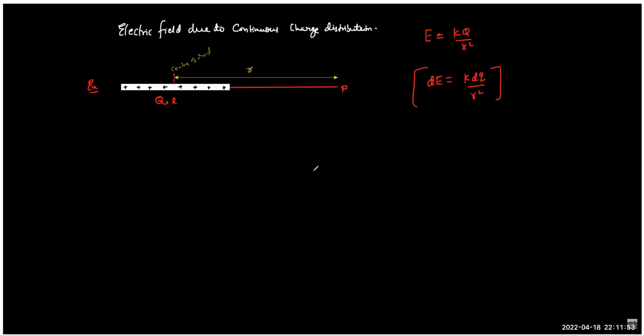So, I'm getting KQ by (R minus L by 2) into (R plus L by 2). Correct. That's the right answer. So you know this answer, right? This is a very famous answer.